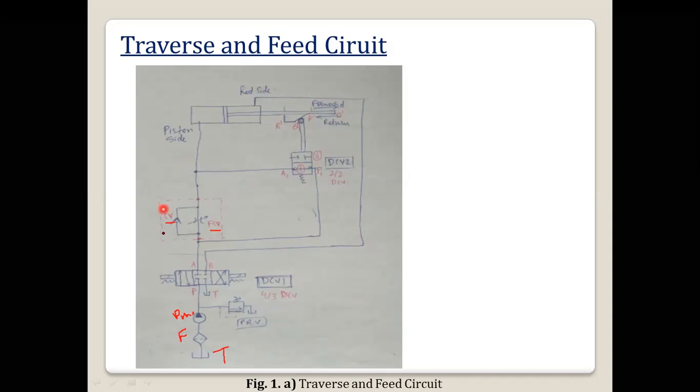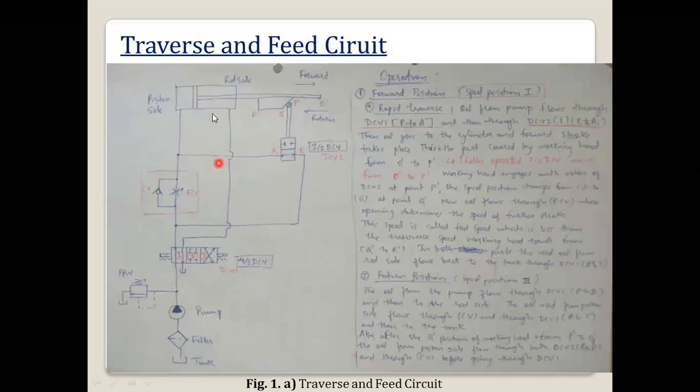What you can observe here is that it is the same as the meter in circuit. The meter in circuit also has this same part, but here what we are adding is this roller operated 2 by 2 DCV. Then it becomes the traverse and feed circuit. So here we will have the two speeds in the forward stroke. That working we will see.